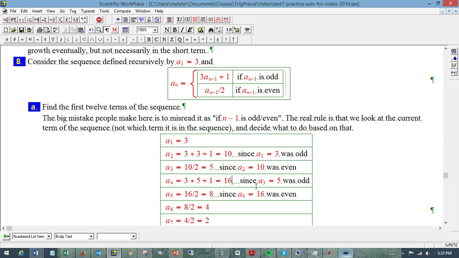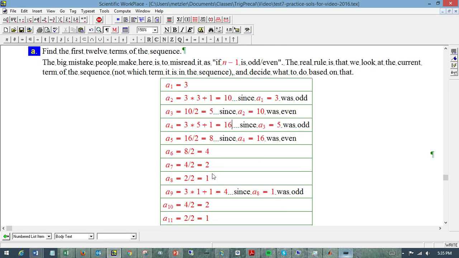That is even, so the next one is 8. Now that's even, so the next one is 4. That's still even, the next one is 2. That's still even, the next one is 1. And then and only then do you go to triple and add 1 again. That gets you to 4.